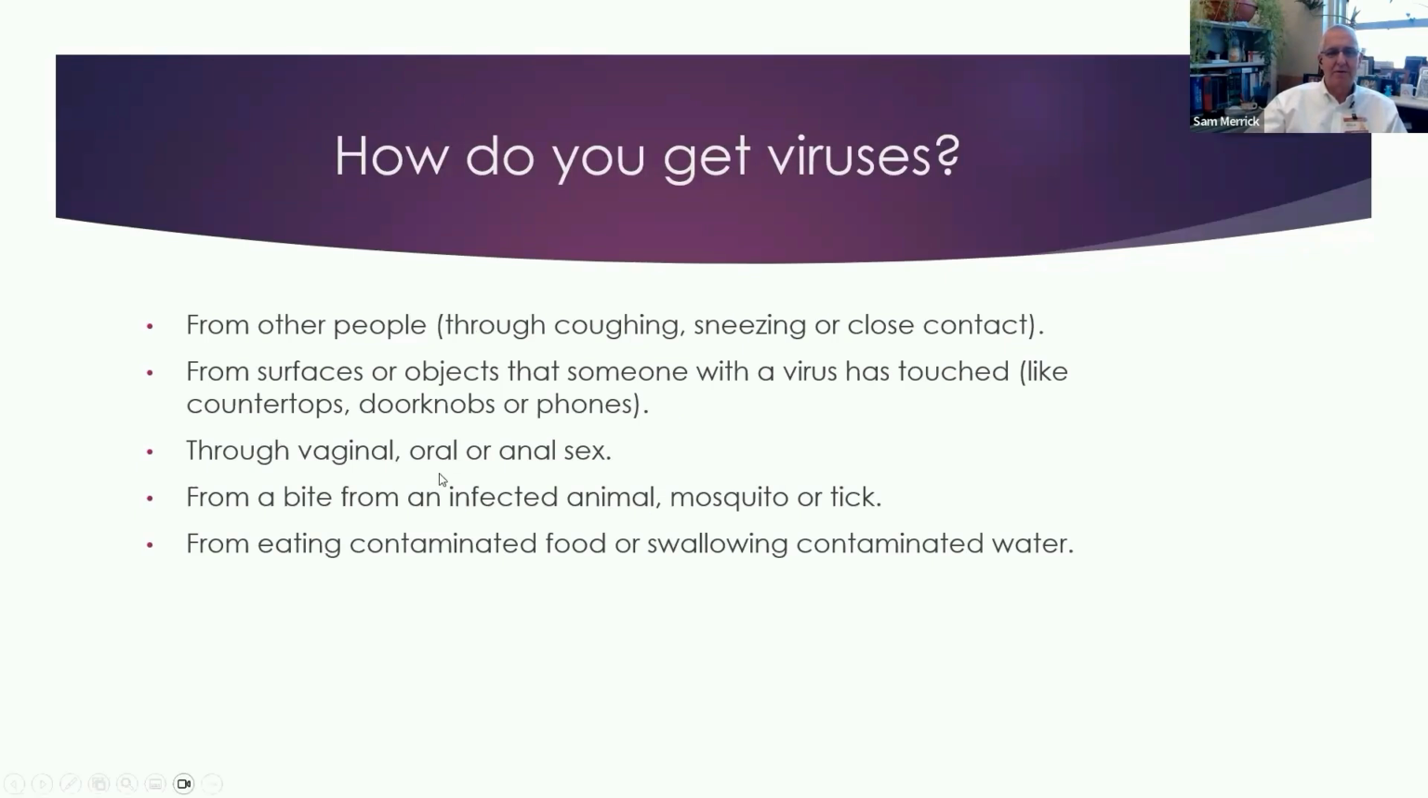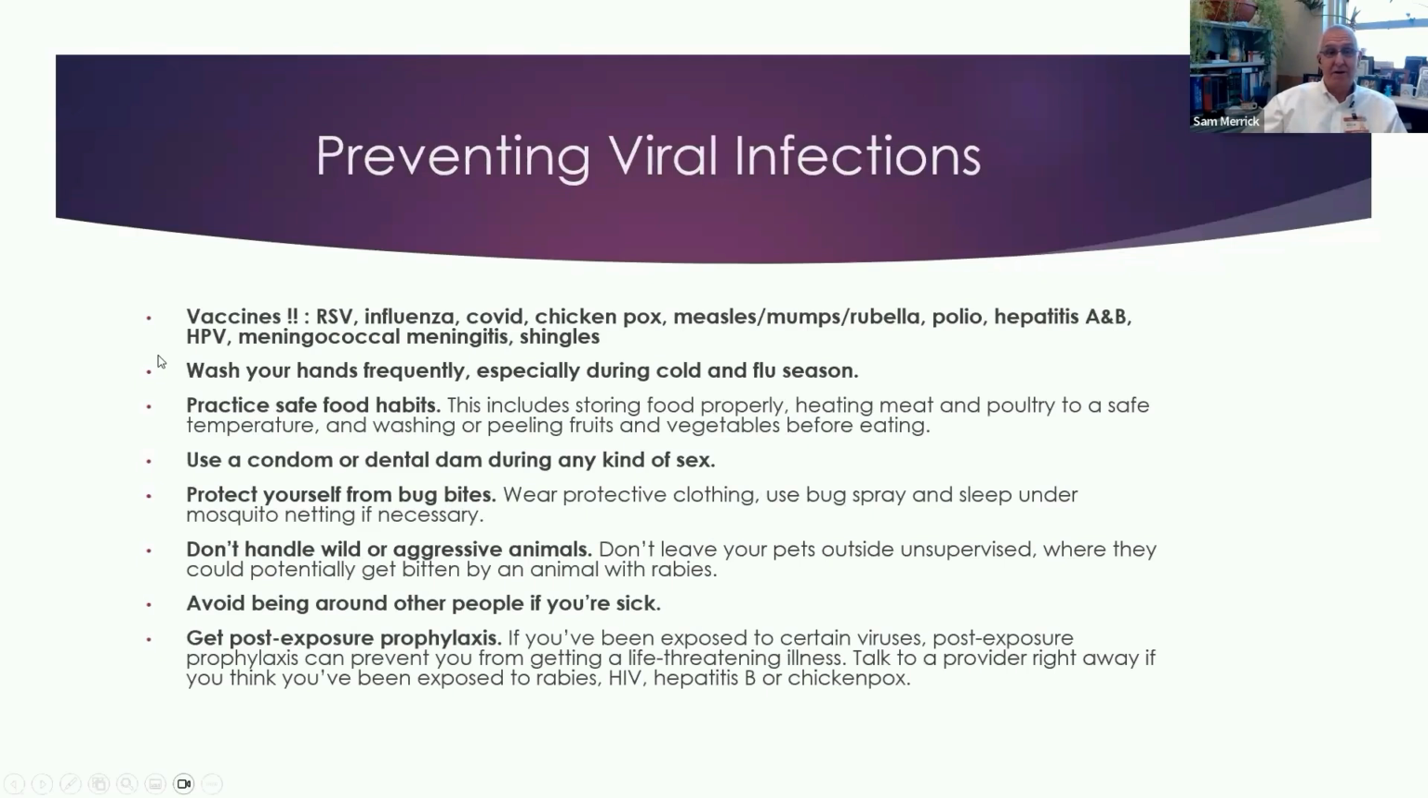You can get viruses transmitted through sex, a bite from an infected animal, such as a mosquito or a tick, Lyme disease, or from eating contaminated food or swallowing contaminated water, such as hepatitis A virus, as we mentioned. The best way to prevent viral infections is vaccines where they exist.